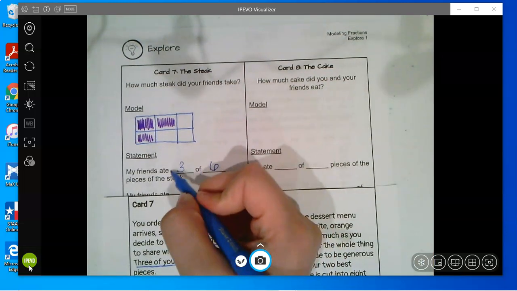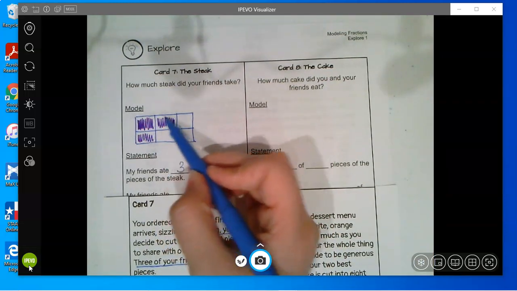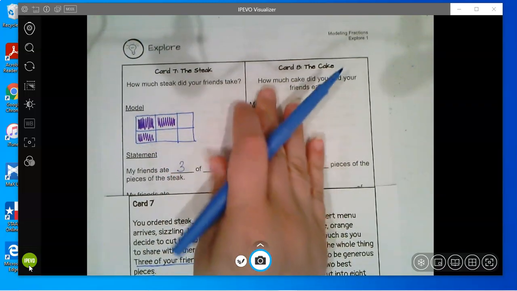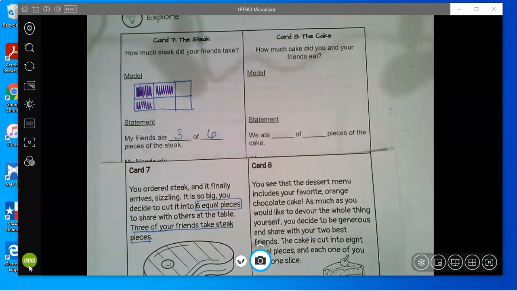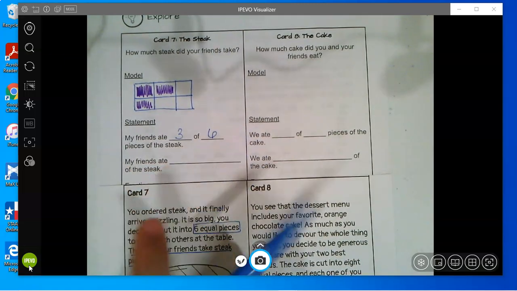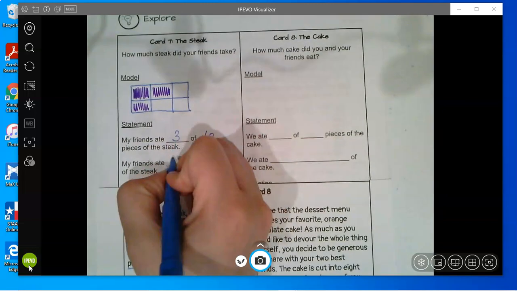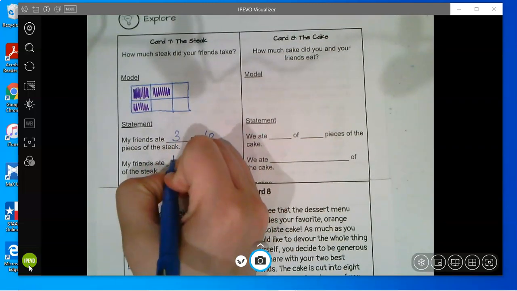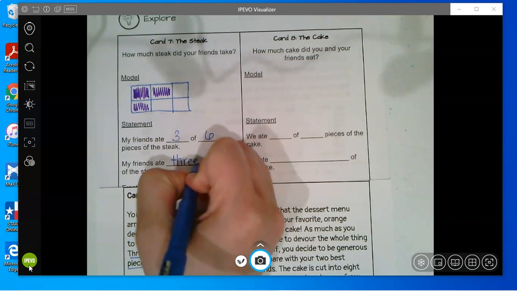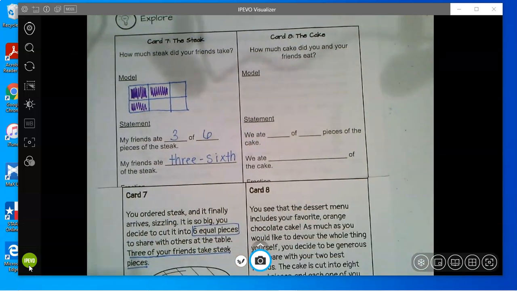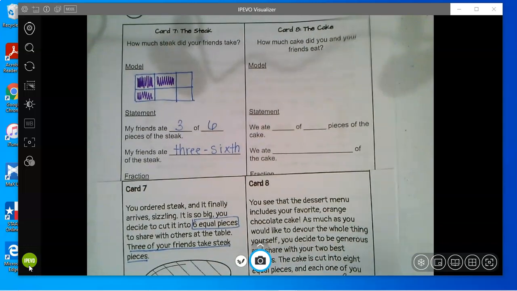So it says my friends ate 3 pieces of 6 pieces of steak. Okay, so remember, the 3 is what they ate, and the 6 is how many pieces I cut. So I could write it as my friends ate 3 of 6. Okay. And then a way to show that, guys, so I need to make a fraction.